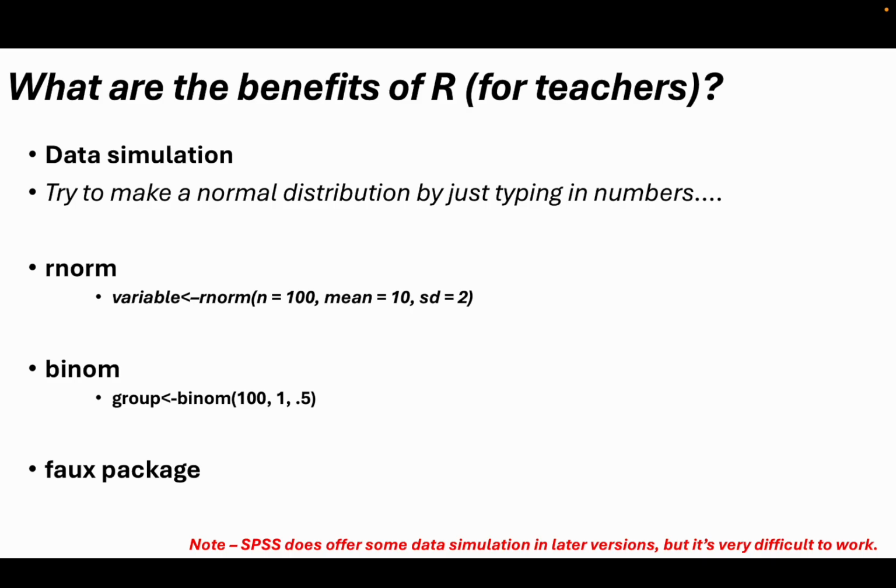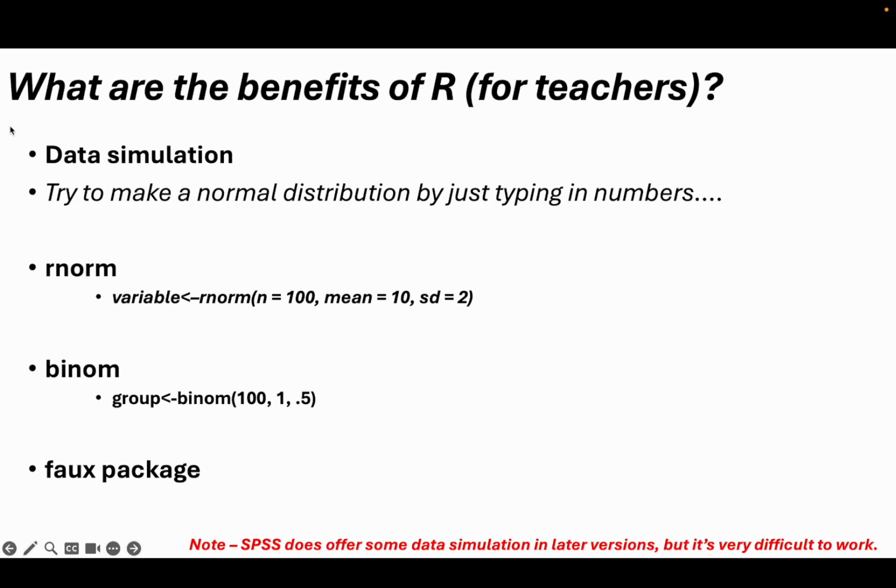Now, have you ever tried to just create a data set in Excel and make sure it has the parameters necessary for, let's say, a t-test where you might need to have data that is normally distributed? If you have not tried to do this, I suggest giving it a try by just trying to make a normally distributed variable by just typing in numbers. It's very difficult. So what R does very well is simulate data sets with known parameters.